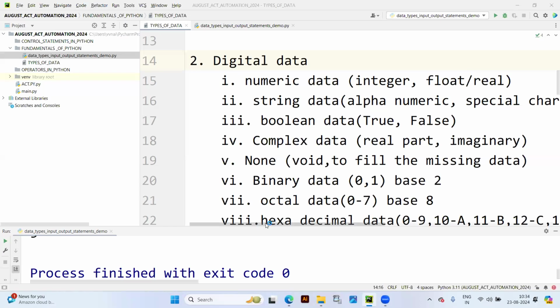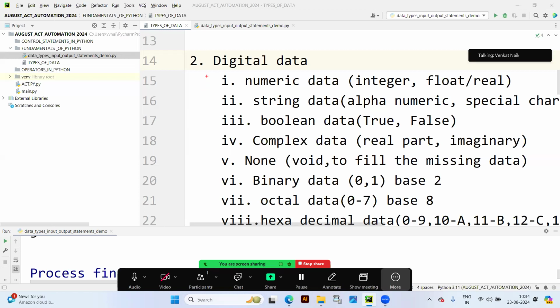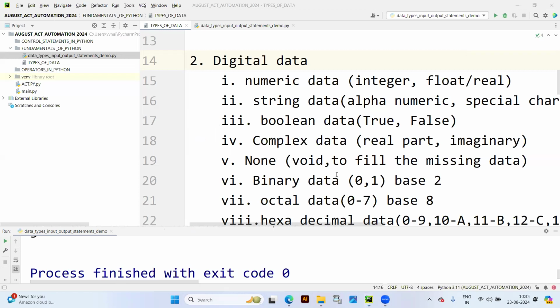Right. So yesterday we have seen about these data types, right? Clear? So today I'll discuss the rest of the data types. Right. So let's go with the hands-on.